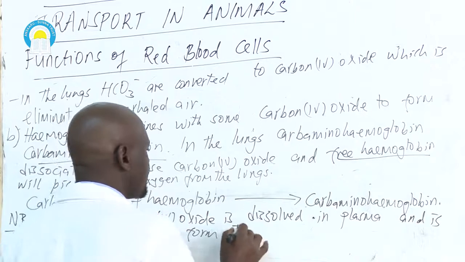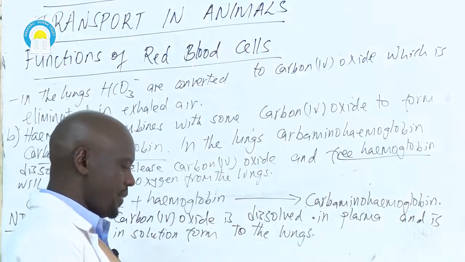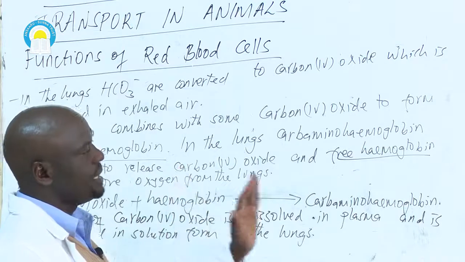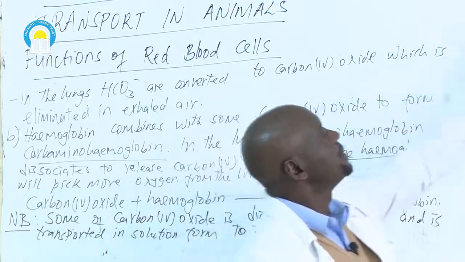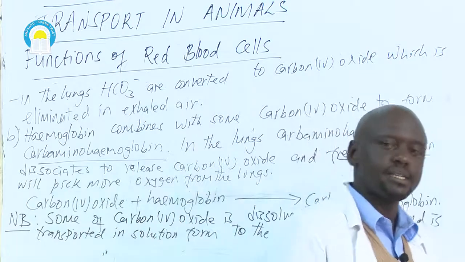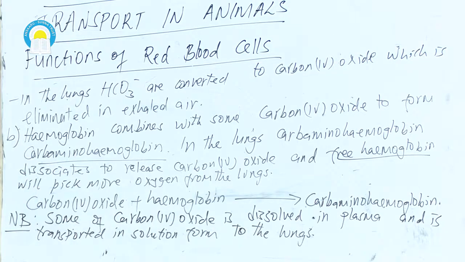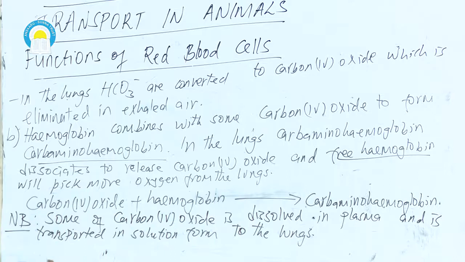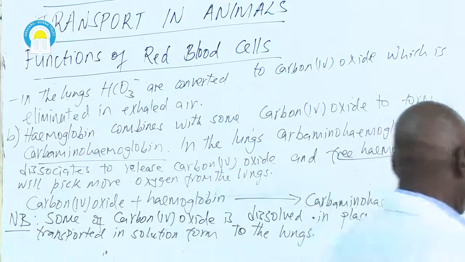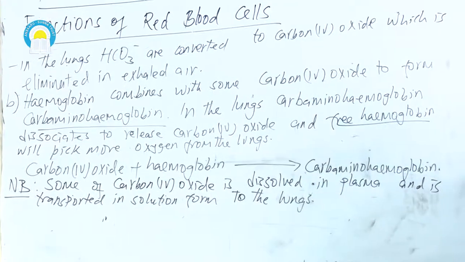To the lungs, from where it will be removed from the body through the exhaled air. So there are three main ways in which carbon dioxide is transported in the body. One, by the red blood cells through the action of carbonic anhydrase enzyme. The other one is through combining with the hemoglobin to form carbaminohemoglobin, and finally through dissolving in plasma, and it will be transported in solution form. Remember, not much can be transported in that manner because the carbon dioxide has very low solubility in water.